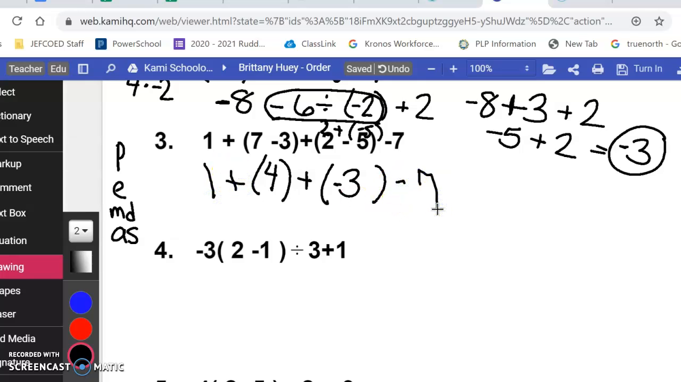All right. Now, no exponents, no multiplying, dividing, just adding, subtracting after this. 1 plus 4 is 5.